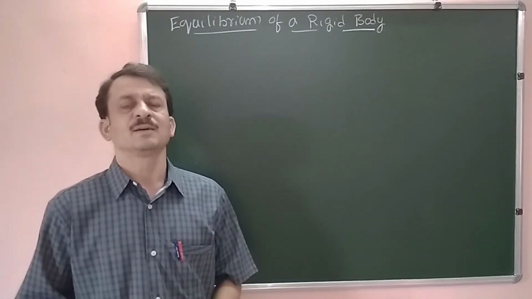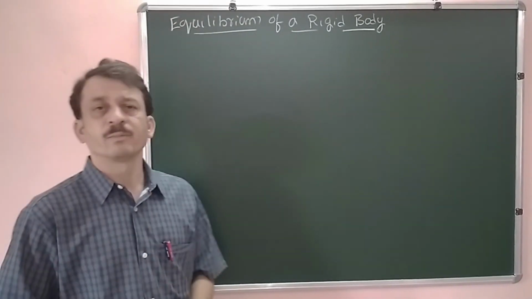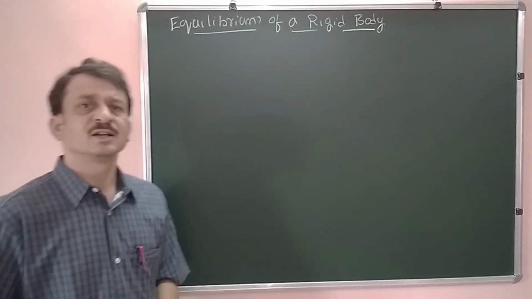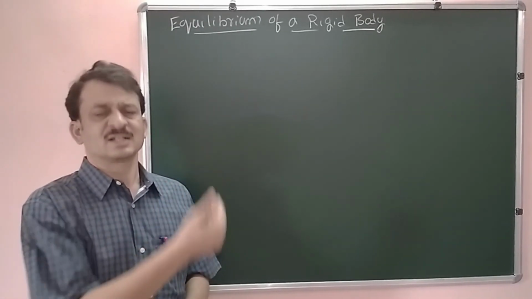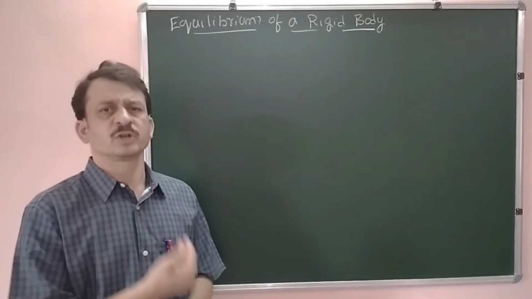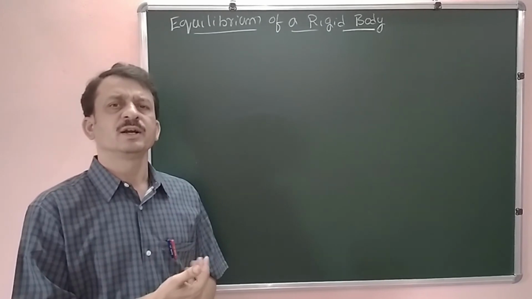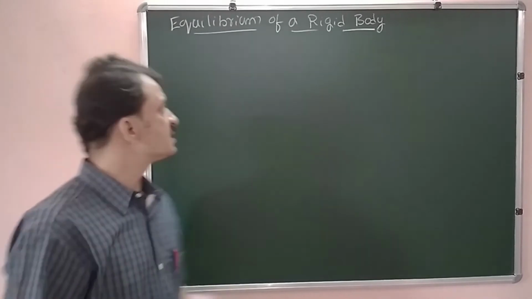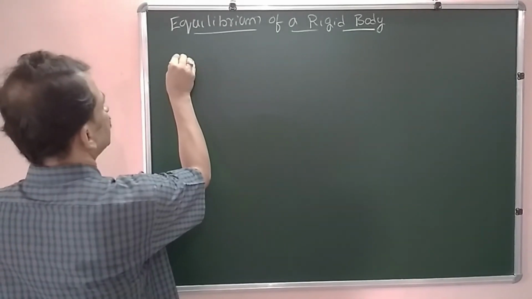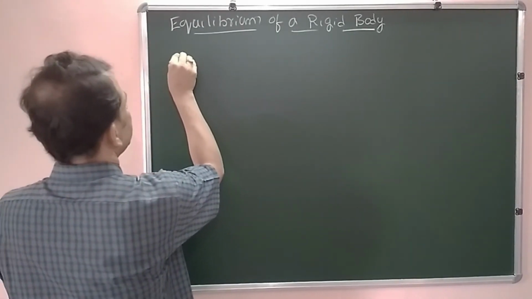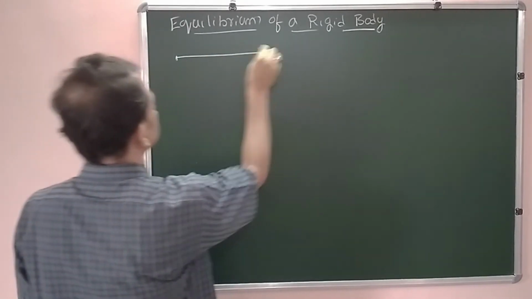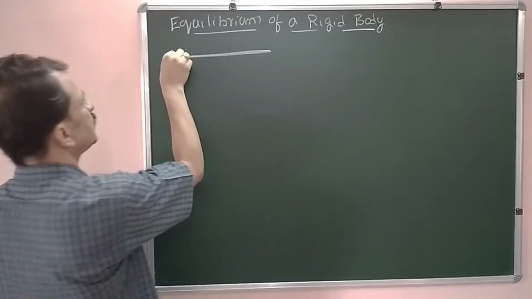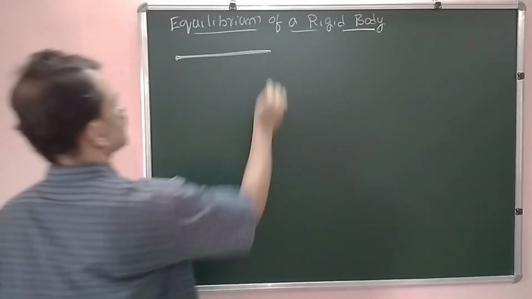Now we will study with an example the partial equilibrium of a rigid body. What does partial equilibrium mean? A rigid body is in translational equilibrium but not in rotational equilibrium, or it is in rotational equilibrium but not in translational equilibrium. That is the case. Now for that, consider a light rod. Light rod means it has a negligible amount of mass.